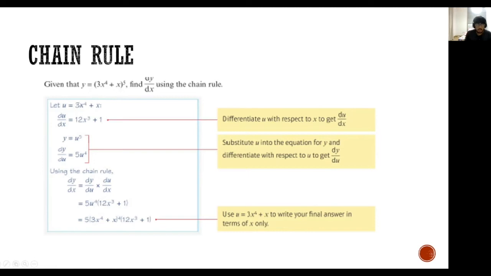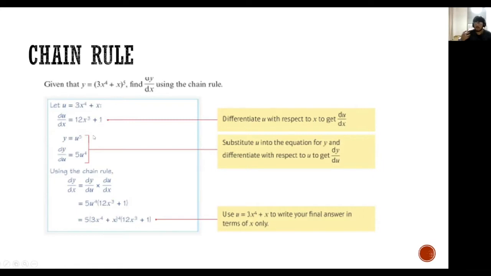Right here, what we get is 3 raised to the power 4 plus x. What we get is 4 into 3, which is 12x, raised to the power of 3 because 4 minus 1 is 3. And as we previously saw, x raised to the power of 1 minus 1 becomes 0, so that's 1 into 1 leaves us with 1.